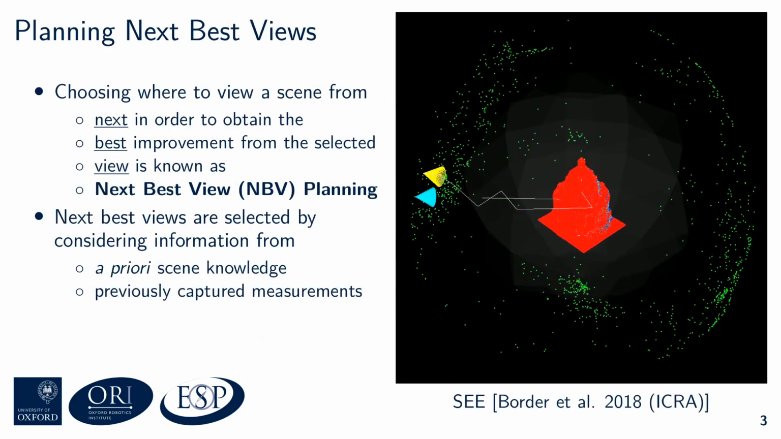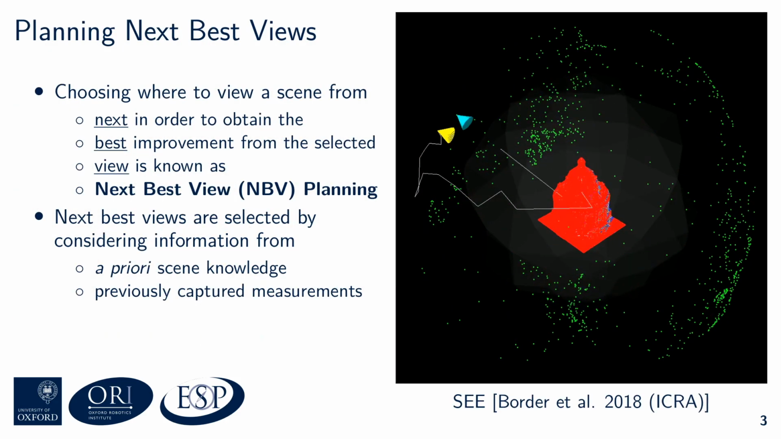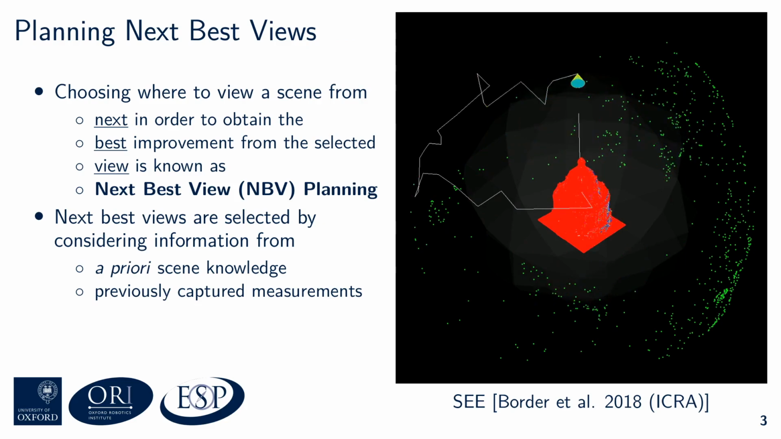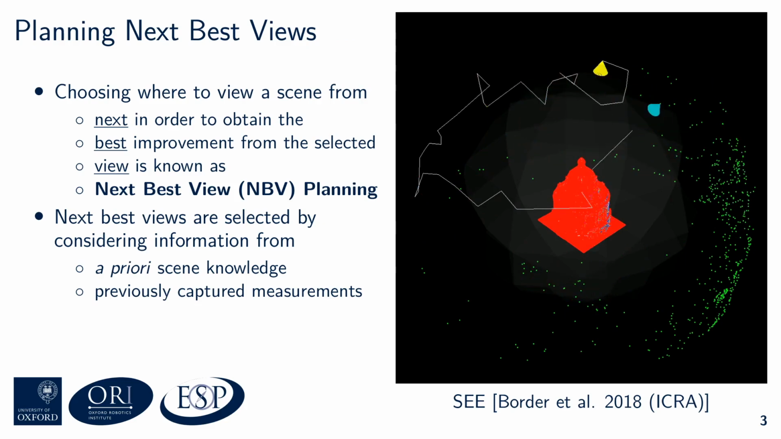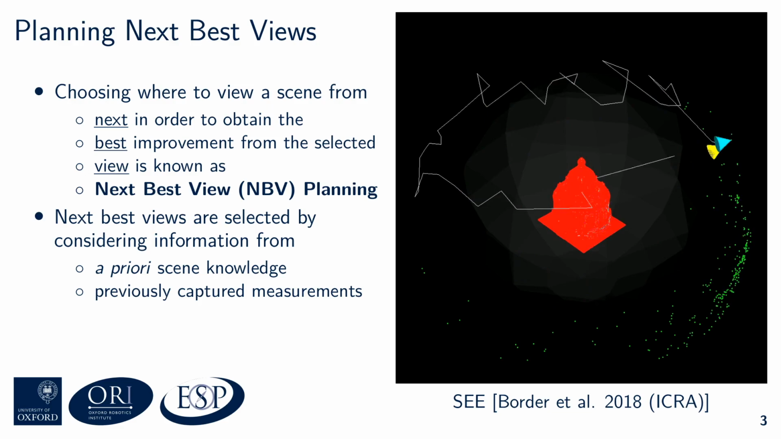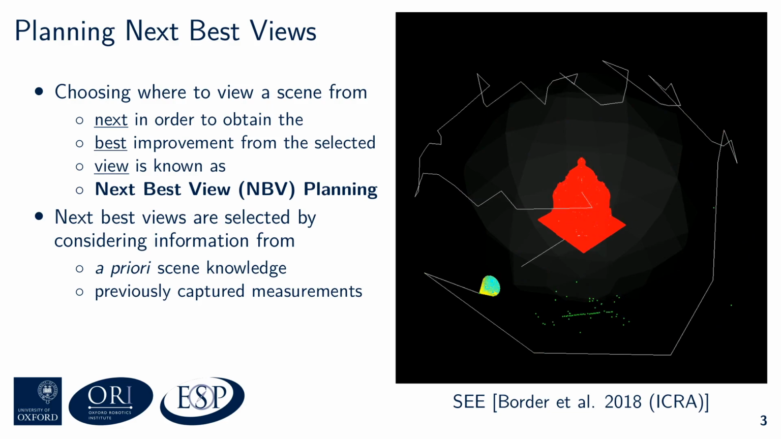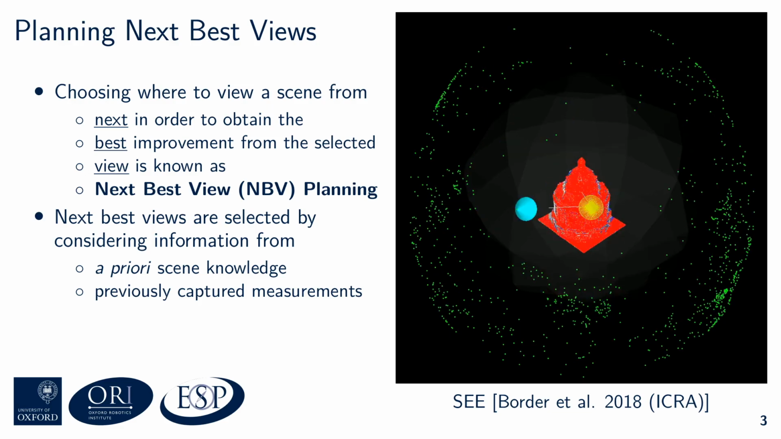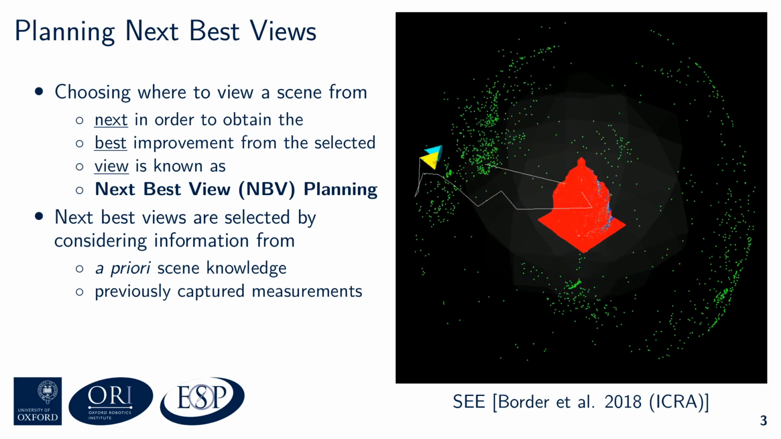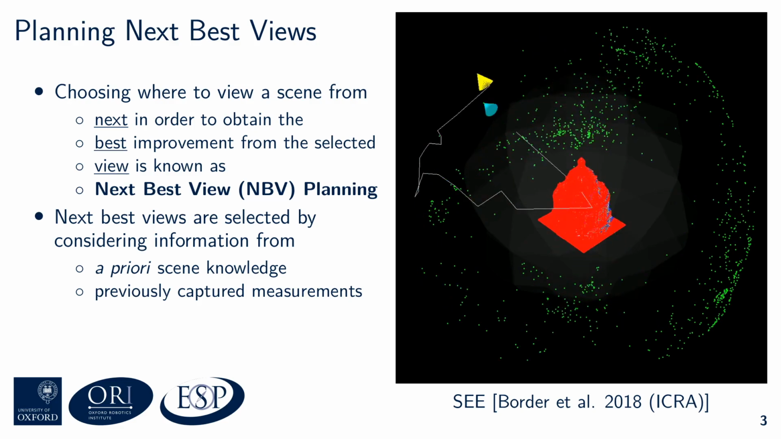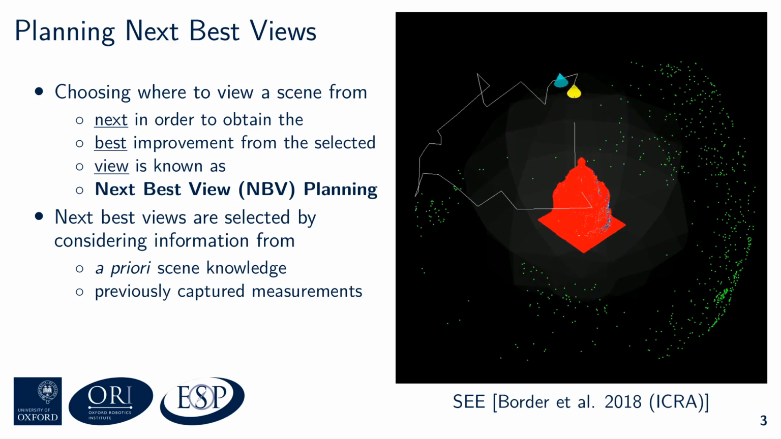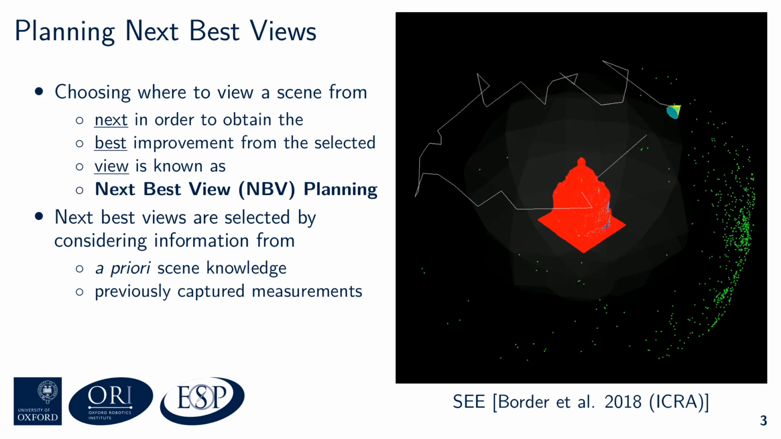The viewpoints from which sensor measurements are obtained are typically chosen by considering a priori knowledge of the scene structure and measurement information obtained from previous views. The challenge of identifying which view of a scene to capture next in order to obtain the best improvement in its observation is known as the next best view planning problem.